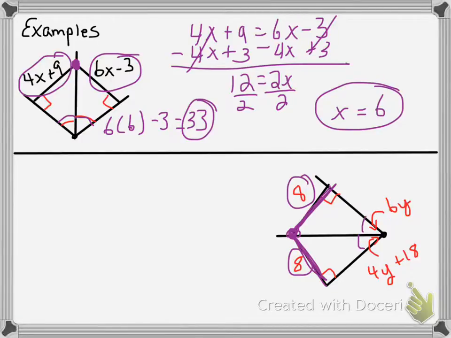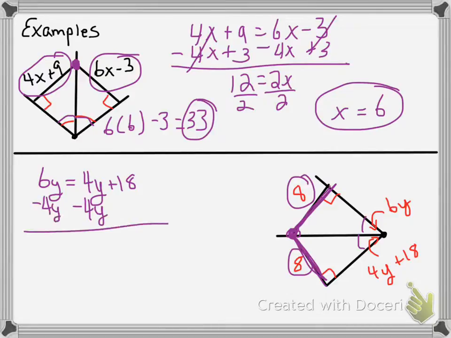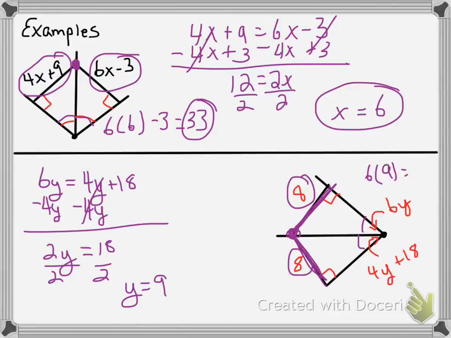Now I can very easily solve for y. By doing what? Setting them equal to each other. 6y equals 4y plus 18. Subtract 4y from both sides. 2y equals 18. Divide by 2. Y equals 9. If I need to plug in to find what my length is, 6 times 9 gives me 54. Those are your answers.